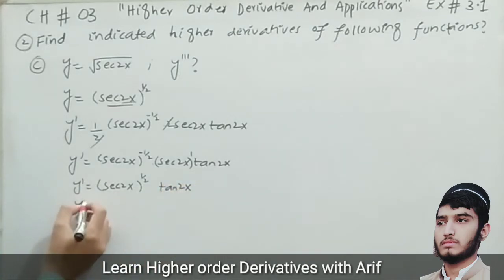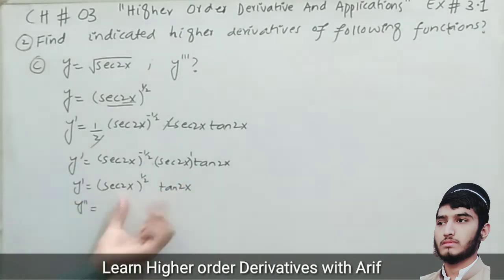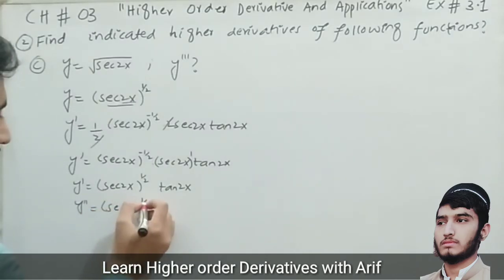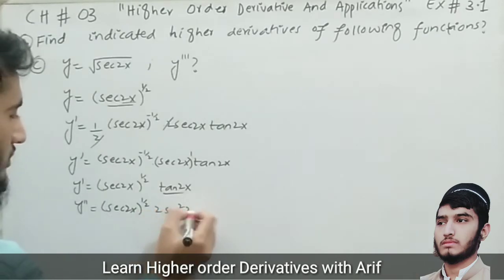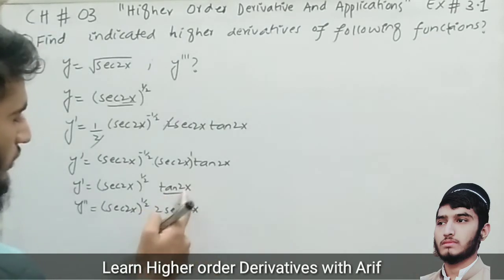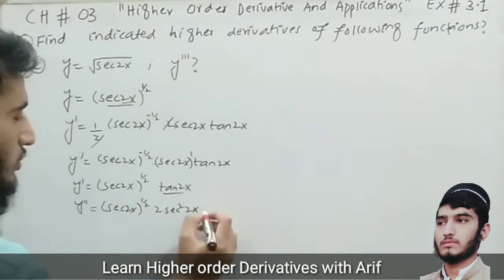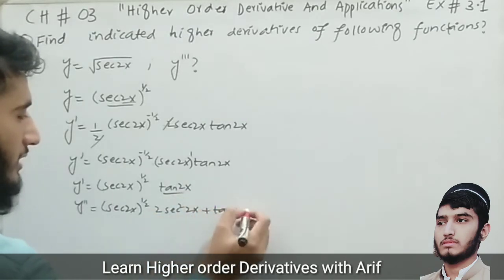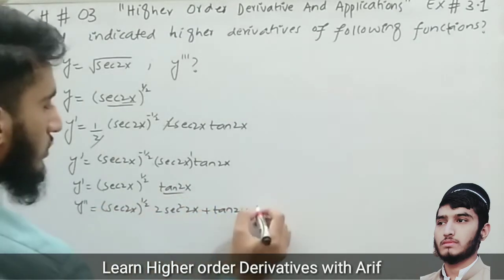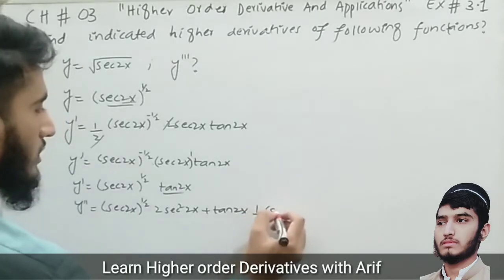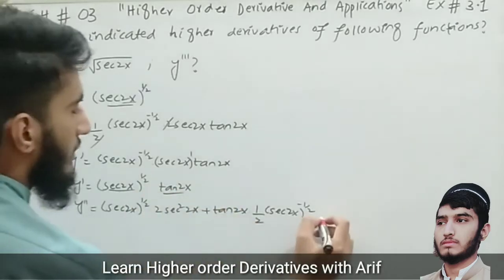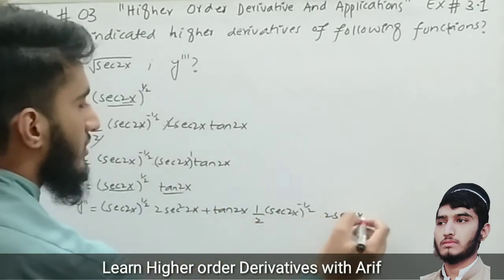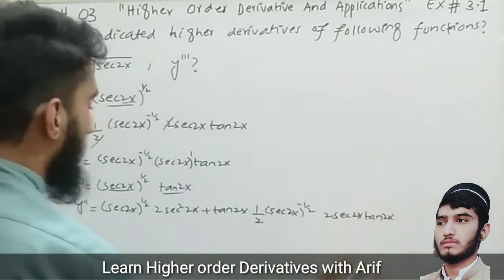Now for the second derivative, we will use the product rule of differentiation. First function, secant 2x whole power 1 over 2, times the derivative of the second function, which will be 2 secant square 2x, plus tangent 2x, whose derivative is 2 secant square 2x. And the derivative of the first function, using the generalized power rule, will be 1 over 2 secant 2x power minus 1 over 2, and the inner function derivative is 2 secant 2x and tangent 2x.